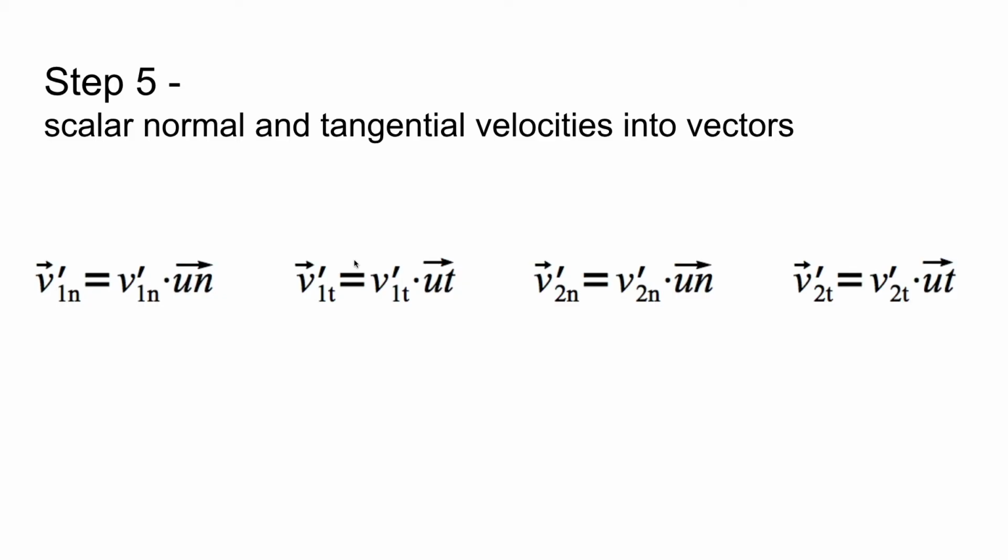Step 5. Now we want to convert the scalar normal and the tangential velocities into vectors. And for that we need to make a few multiplications between the vectors and the unit normal and the unit tangent that we calculated before. So let's go back to the code and implement that.